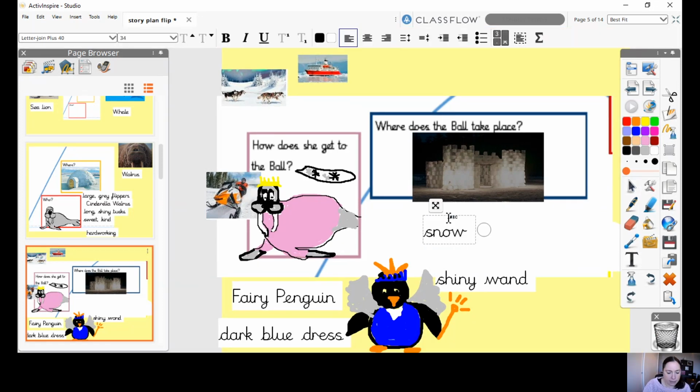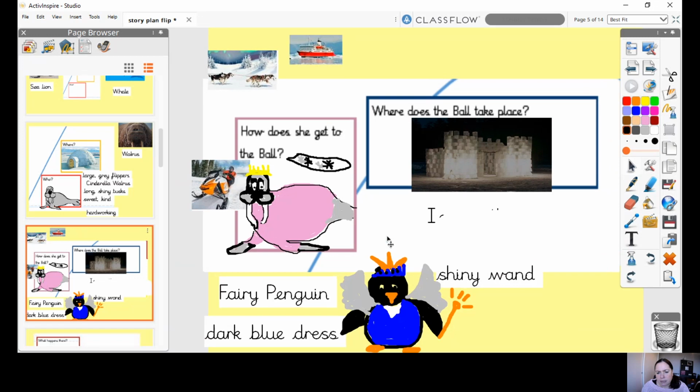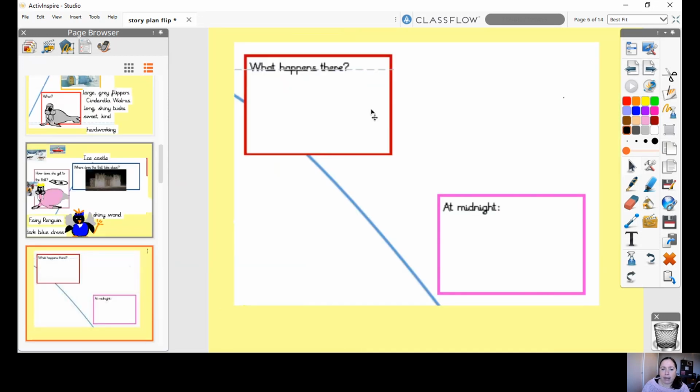You might have a palace. I'm going to have a castle. Actually, I'm going to change it to an ice castle because it's made out of ice, and you can really use some great description words there to help you describe the ice castle. You know, what's it look like and how did Cinderella feel when she got there? Then you know what happens at the ball.